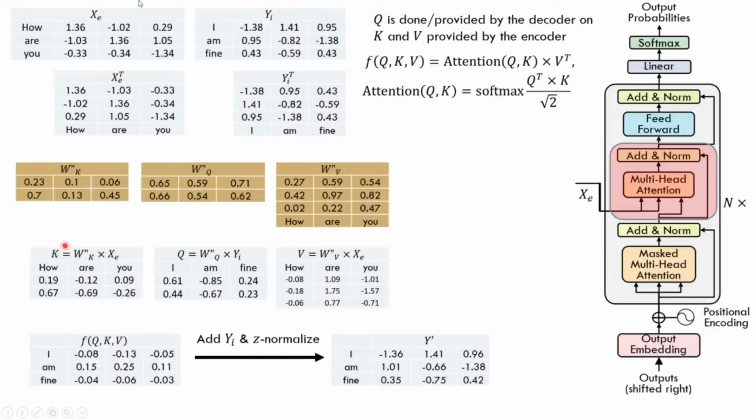See, the keys and values are still from the encoder side, so they still represent "how are you". The query is from the decoder side. Whereas the keys and values are from the encoder side, based on the question "how are you?", the query is from the decoder side, which says, this is what I have decoded so far, you tell me what is to be decoded next. This is what it does. So we compute the attention just as we did in the encoder layer. There is no masking here.